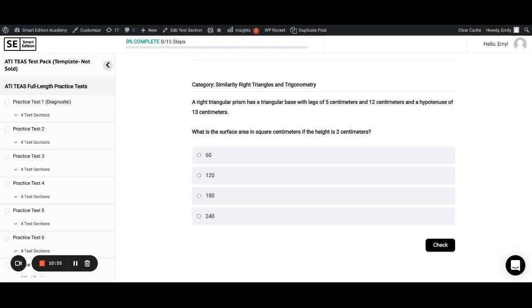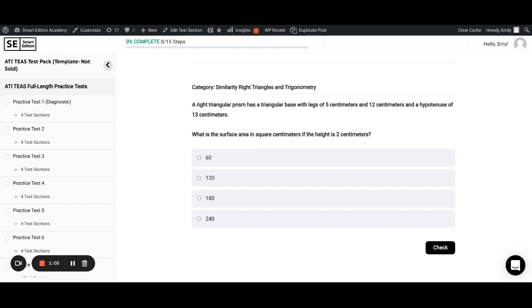Here's another triangle question. A right triangular prism has a triangular base with legs of 5 centimeters and 12 centimeters and a hypotenuse of 13 centimeters. What is the surface area in square centimeters if the height is 2 centimeters? I'm going to give you guys one more second here to answer this question. Okay, so the answer is actually B, 120.